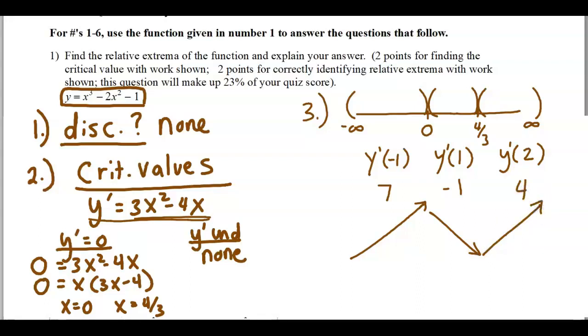Okay? Now, as you can see, if you think of this as a curve, this point would be a relative max, and this point would be a relative min. So, for this point here, 0, we have a relative max. And then for the other point, we have a relative min.